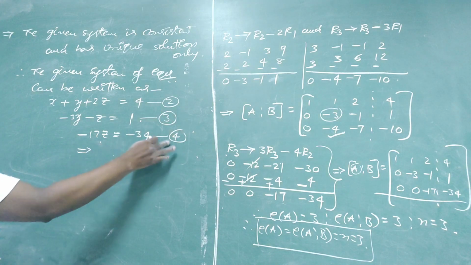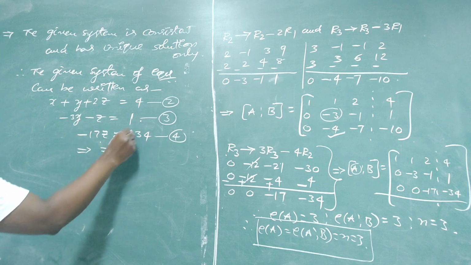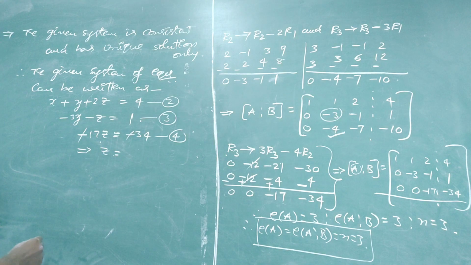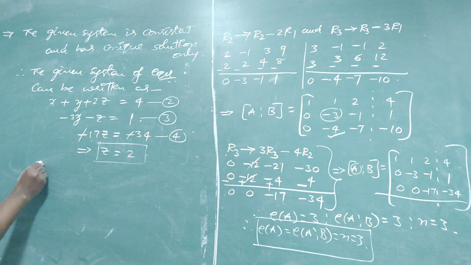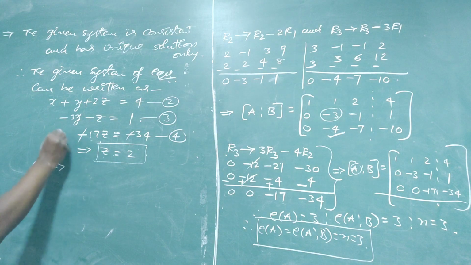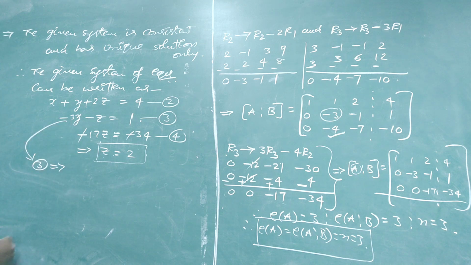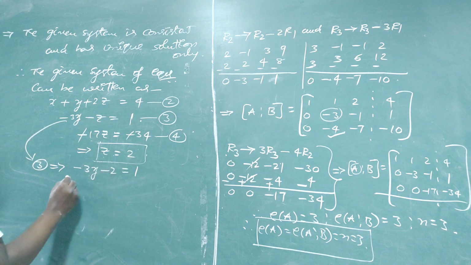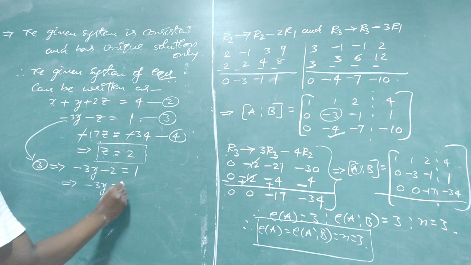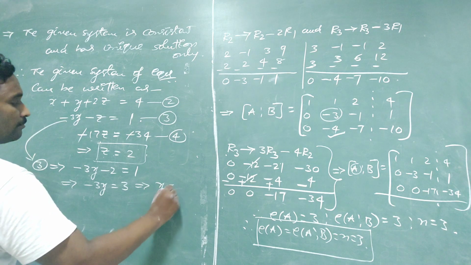So however from the third equation z is equal to, negative sign gets cancelled, 34 by 17, it would be 2. Okay, 2 seventeens are 34, that's why. So from the second equation you can substitute z is equal to 2. Minus 3y minus 2 is equal to 1. So minus 2 becomes plus 2. Minus 3y is equal to 3. So y is equal to minus 1.